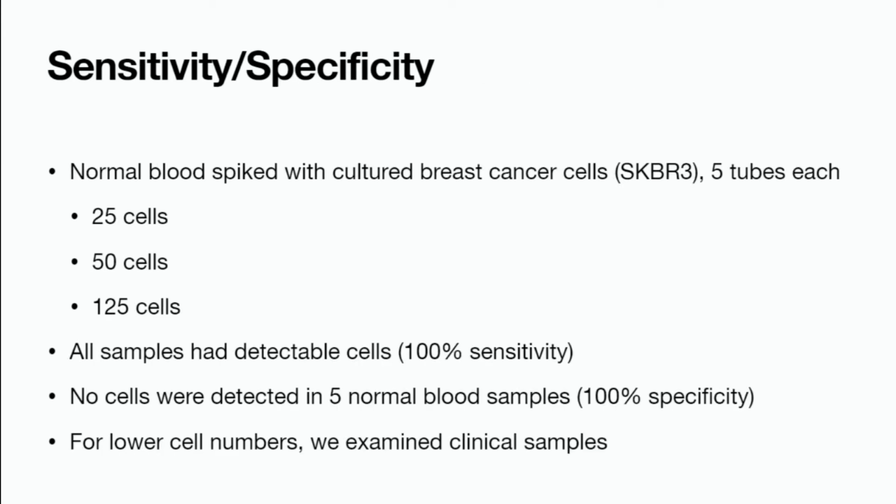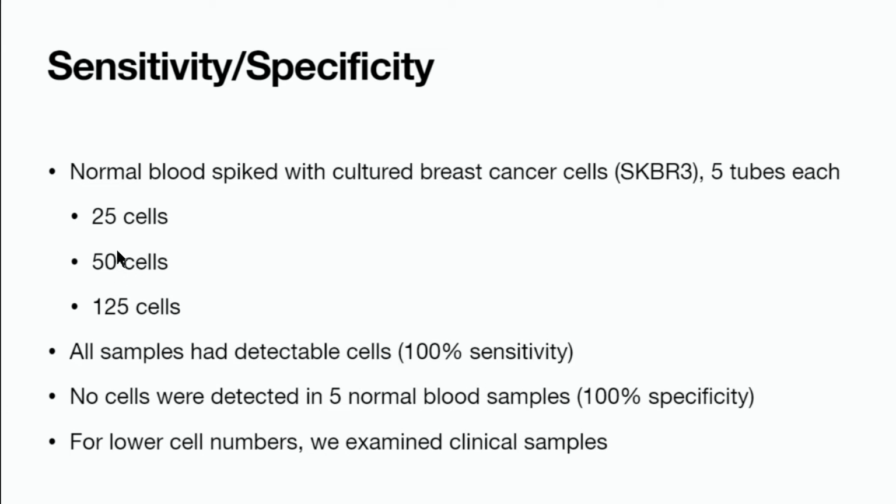In order to determine sensitivity and specificity, we basically used an artificial system where we took cultured breast cancer cells and spiked them into normal peripheral blood and tried to count them. We took 5 tubes each of 25, 50, or 125 cells, took them through this whole process and tried to count the cells. In all 15 tubes, you were able to detect circulating tumor cells. So technically, you would call that 100% sensitivity.